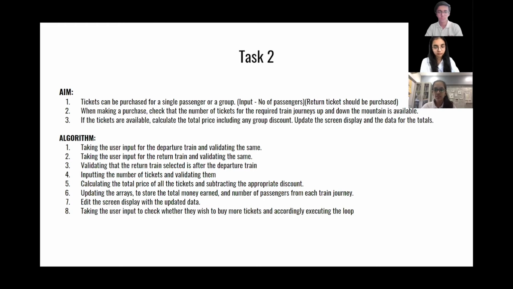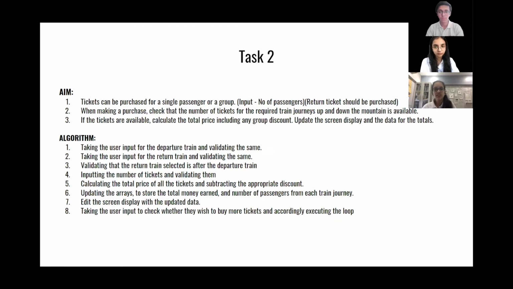The algorithm begins by taking the user input for the departure train and checking that it meets the criteria for the options given. That is, the train going up must be 1, 2, 3, or 4. Then the user inputs the return train and this is validated as well. The next step is to ensure that the return train is after the departure train so that there is no problem while calculating. And then the user is expected to input the number of tickets.